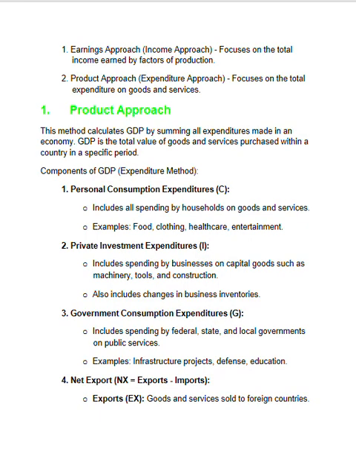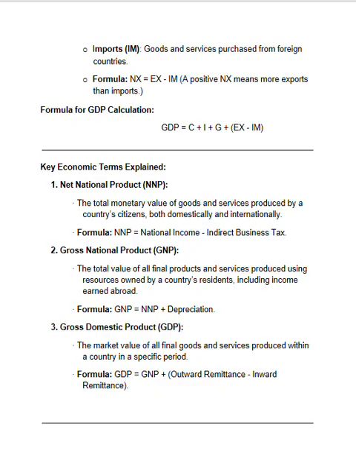Government consumption expenditure includes spending by federal, state, and local government on public services. Examples are infrastructure projects, defense, and education. And net export equals export minus import. What does export mean? Export means goods and services sold to foreign countries, and imports means goods and services purchased from foreign countries.